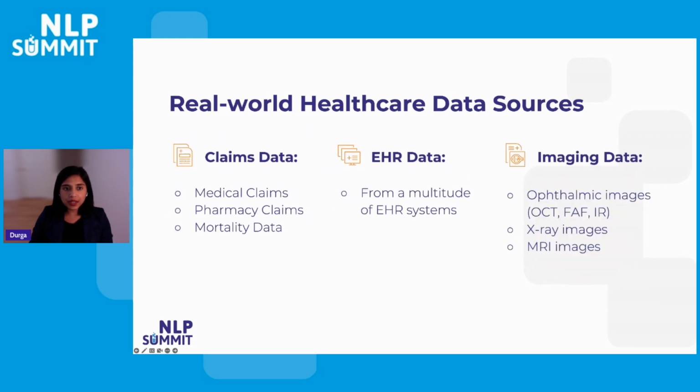So when we think about the data sources that we're able to leverage, there's claims data, which has medical claims, pharmacy claims, mortality data, primarily structured data. Then there's EHR data that comes from a multitude of EHR systems. And depending on the type of data you're looking at from the electronic health record, this can be either structured or unstructured data. And of course, there's imaging data. In ophthalmology in particular, we value this data. We think that a picture is really worth a thousand words. So there are ophthalmic images where we look at OCT, fundus autofluorescence, and infrared images, as well as outside of ophthalmology, x-ray images, MRI images.